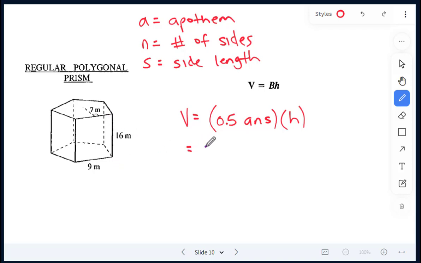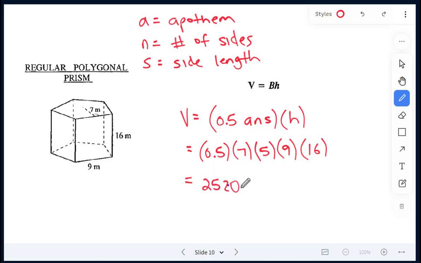So let's put that in to our formula. 0.5 times 7 for the apothem. Number of sides, this is a pentagon, so 5-sided. Side length is 9 meters, and then the height is 16 meters. All right, so we just have to multiply that all together, and that gives me 2,520 meters cubed.